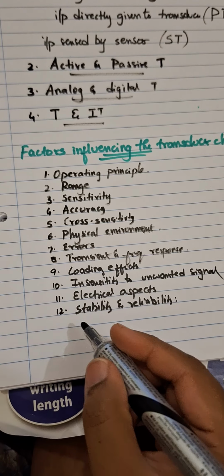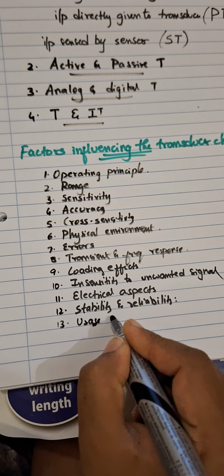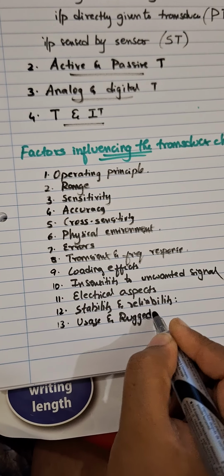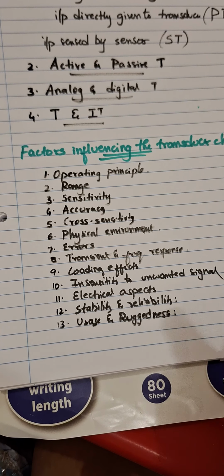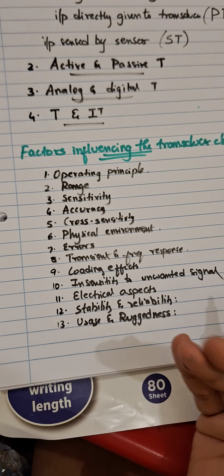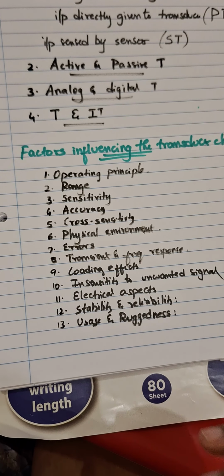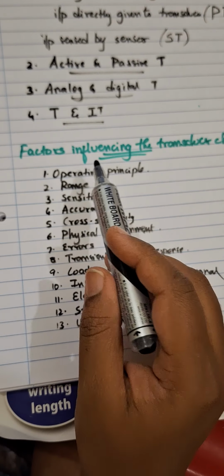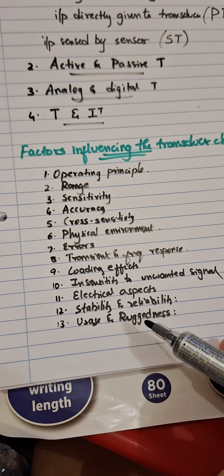Next, usage and ruggedness. Whenever we are using it, it shouldn't be very sensitive. It should be capable of withstanding the load. That's what we said at the beginning. When we were talking about basic requirements of a transducer, we said ruggedness is very important because it should be capable of withstanding overloads. So basically when you are selecting a transducer, all these should come into your mind.